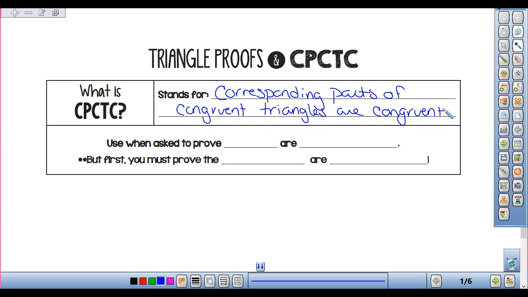Okay. We use this when you are asked to prove parts are congruent. Before you can prove that parts are congruent, you have to prove that the triangles are congruent. So all we're doing right now is adding another step. First we're going to prove that my triangles are congruent, and then we're going to prove that their parts are congruent. Okay.